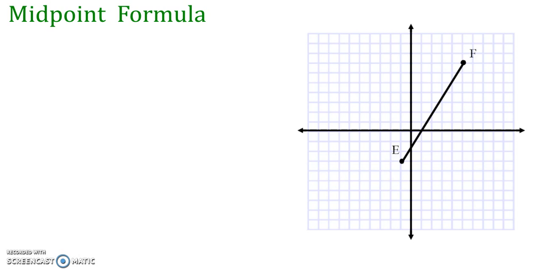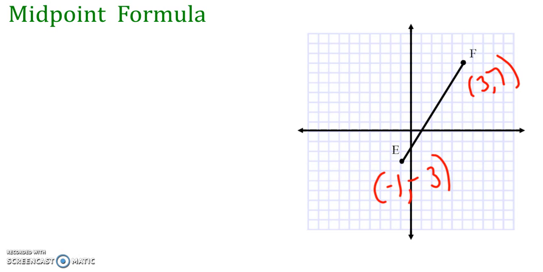So point E is at (-1, 3), and F is at (3, -7). Okay, so if I want to locate the middle of this, all I'm simply doing is averaging them.